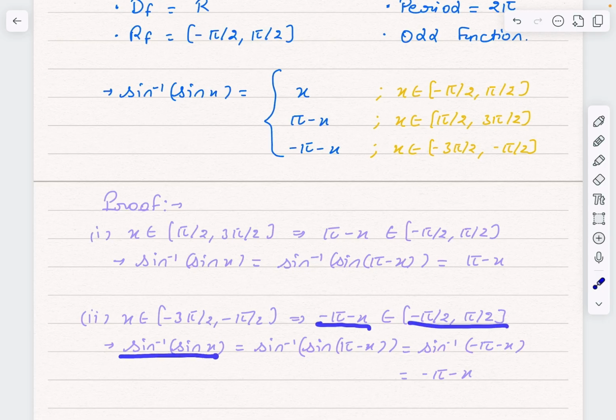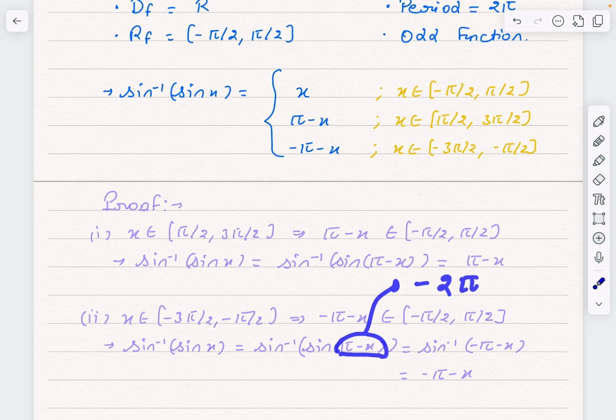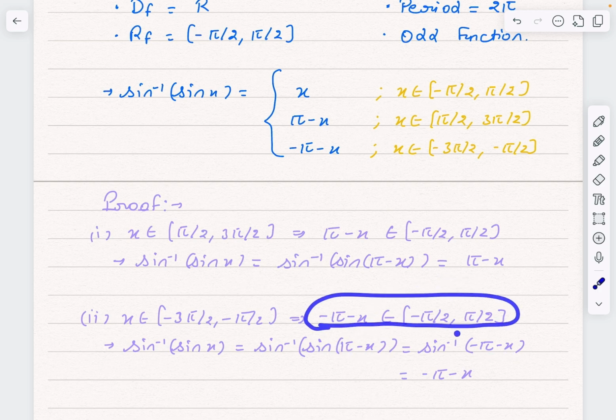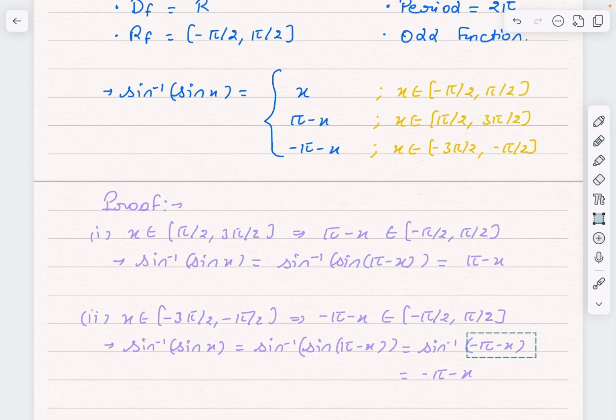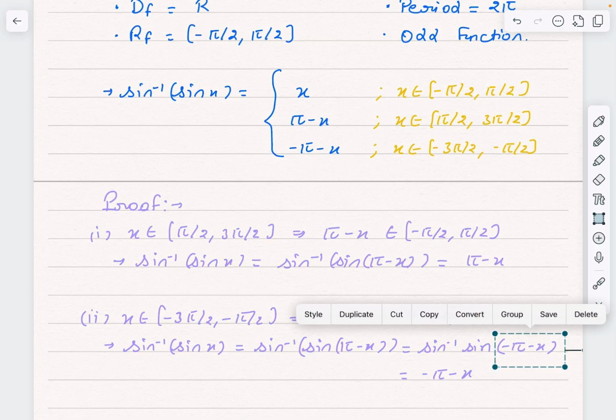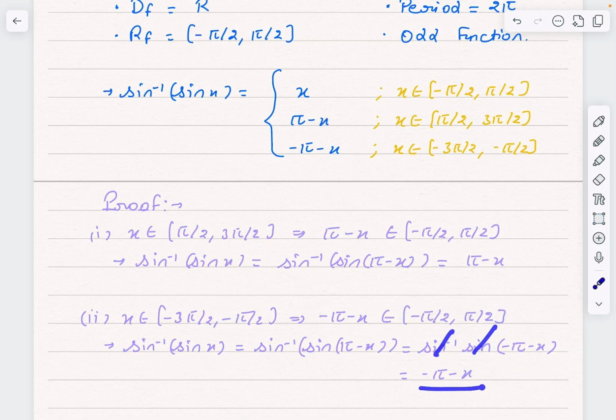Now sine inverse of sine x we can write as sine inverse of sine of pi minus x. And the period of sine x is 2 pi, so I can add or subtract 2 pi, no problem. When I subtract 2 pi from here, you get minus pi minus x. And minus pi minus x lies in the range, so we can cancel sine inverse and sine. A small misprint here. It's supposed to be sine inverse of sine. So we can cancel sine inverse and sine here. We get minus pi minus x. This is how we get this thing.